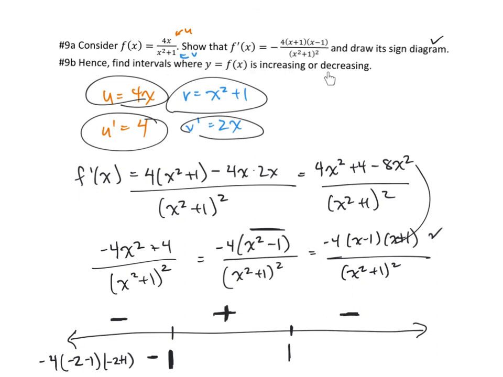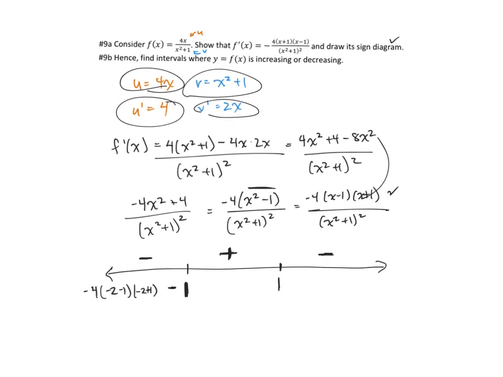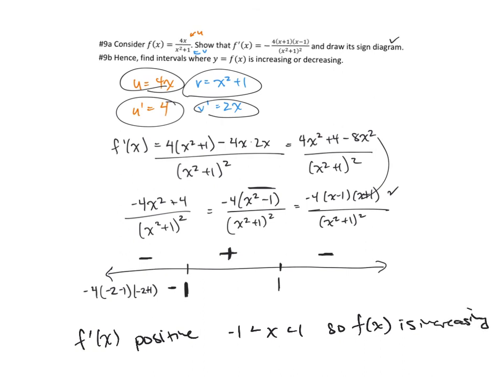Then find the intervals where f of x is increasing or decreasing. It is increasing between negative 1 and 1. So f prime of x is positive for negative 1 less than x less than 1. So f of x is increasing. And otherwise, it's decreasing. So it's decreasing for x less than negative 1 and x greater than 1. Let me know what questions you got.